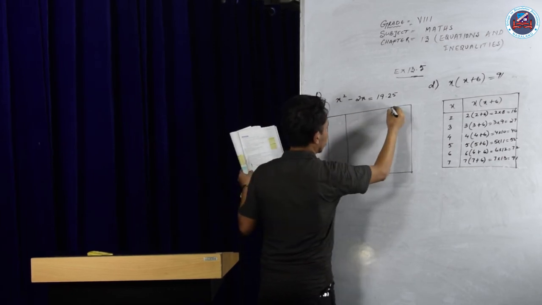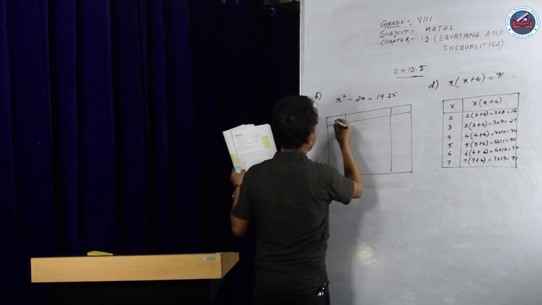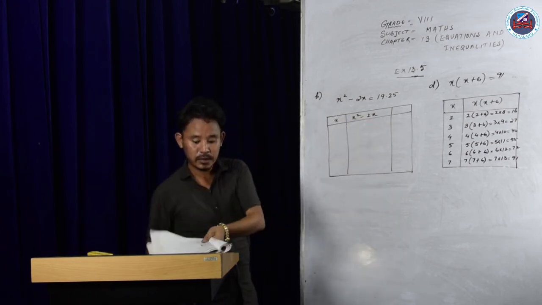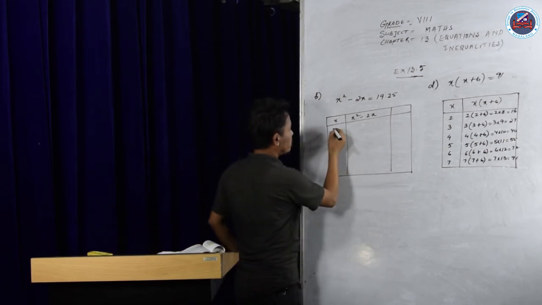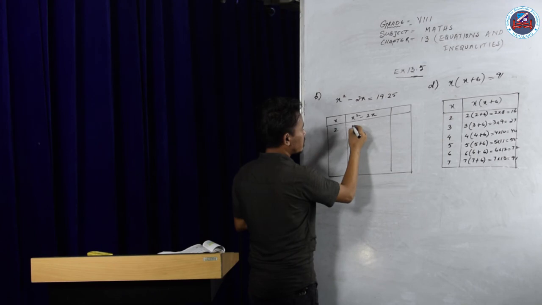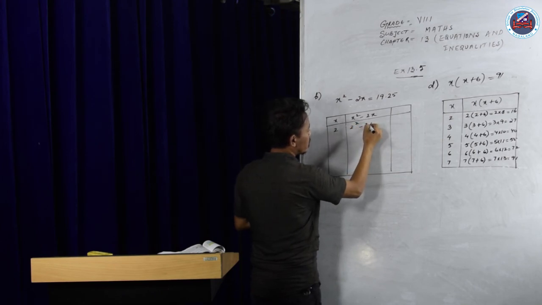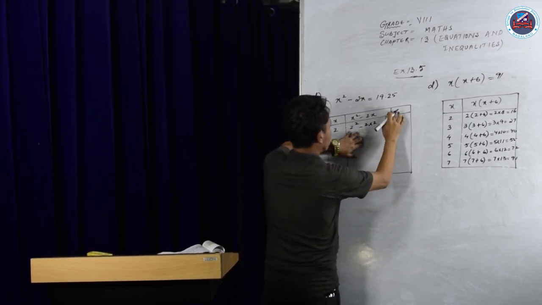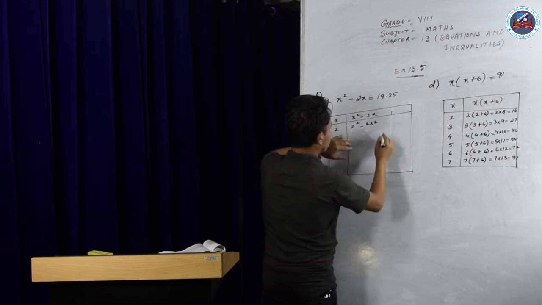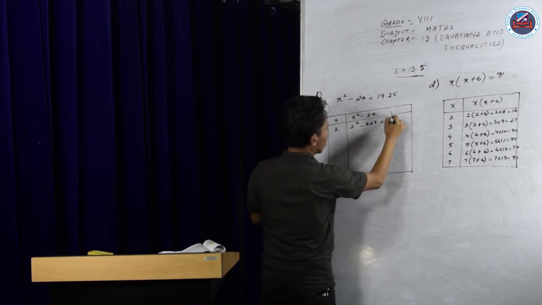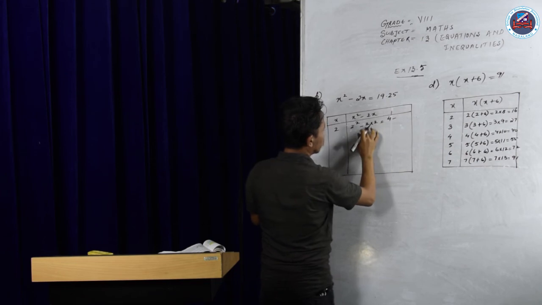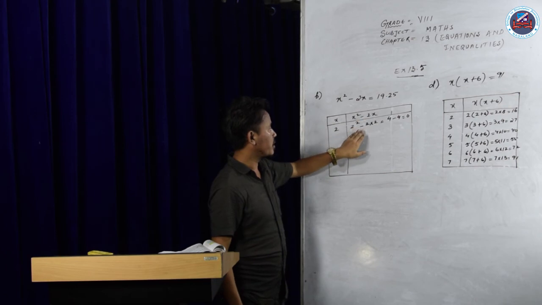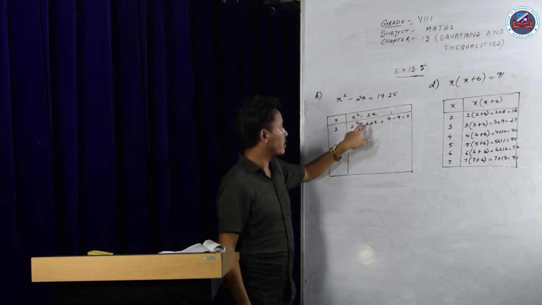So x, and these are x squared minus 2x, right? So let's start putting the value. If I put 2 here, what happens? 2 squared minus 2 into 2. What do we get here? That is 4 minus 2 into 2, which is 4. I get the answer 0. Correct? 2 squared is 4, minus 2 into 2 is 4.